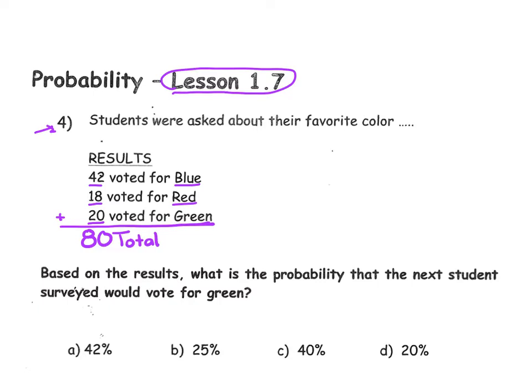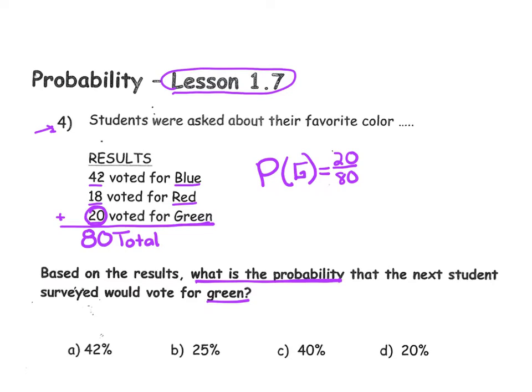The question states, based on the results, what is the probability? The minute you think of probability, most people think of fractions, as they should. What is the probability that the next student surveyed would vote for green? We're looking for the probability of green. Well, based on the data we've been given, 20 out of 80 students voted for green.